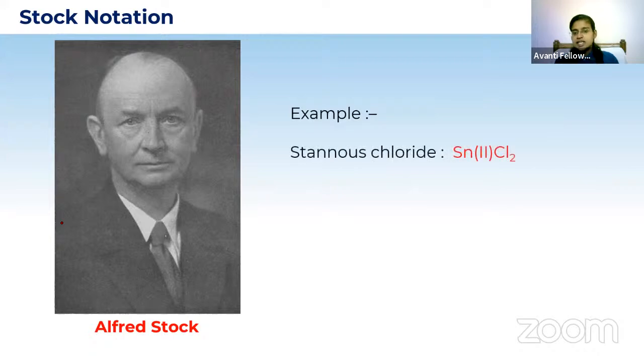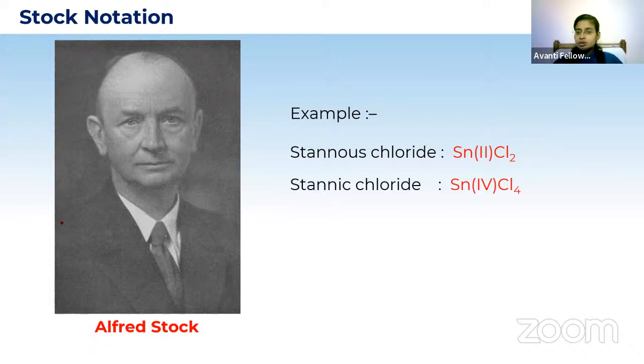First I'm taking stannous chloride. Stannous chloride is represented as Sn, open the bracket, +2 charge, close the bracket, and Cl2. This is the Stock notation of stannous chloride. And for stannic chloride, it is Sn(+4) and Cl4.